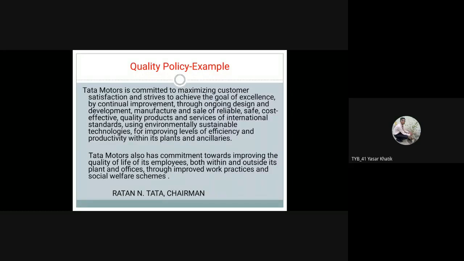They also work to improve work practices and have social welfare schemes. We all know Ratan Tata provided a lot of money for our country during the pandemic. So they are doing a lot of work for social welfare schemes. And the Tata distance reading program that is going on now, they are also giving funding to that as a social welfare scheme in our state, Maharashtra state of India.